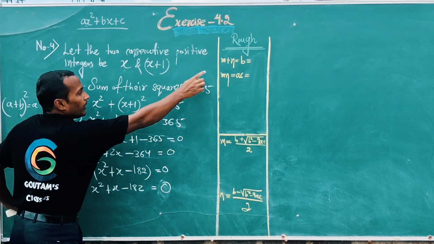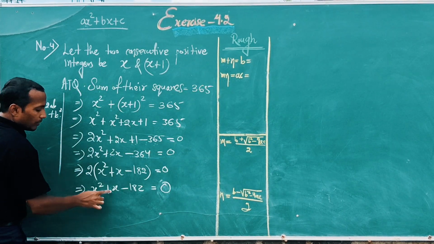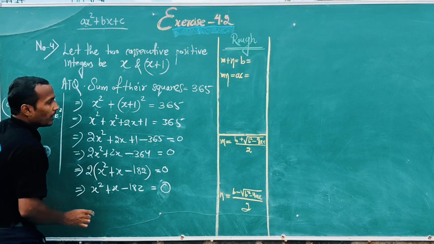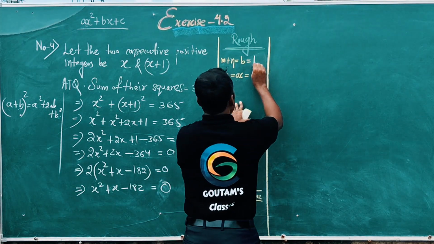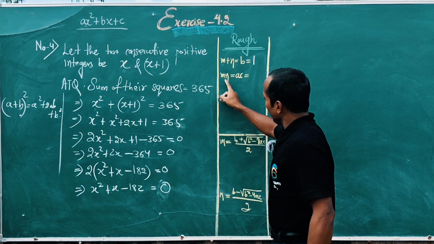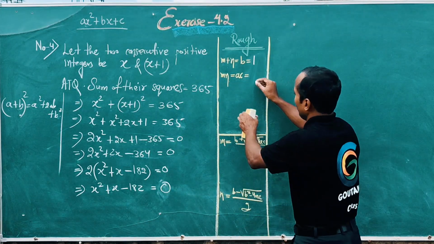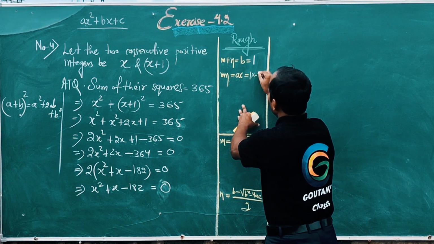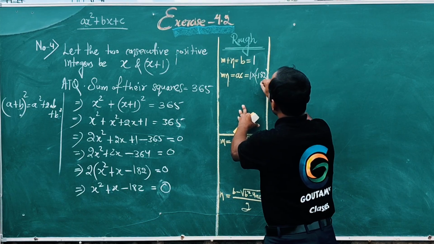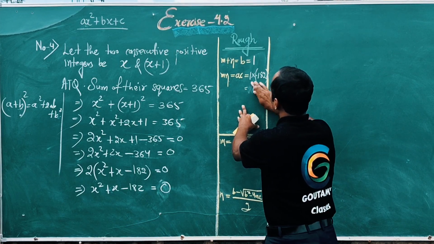We know that we are searching for m and n whose sum should be equal to b, meaning 1. So the sum of m and n has to be equal to 1, and the product of m and n has to be equal to the product of a and c. a is 1, c is minus 182. So 1 into minus 182 means we will have minus 182.